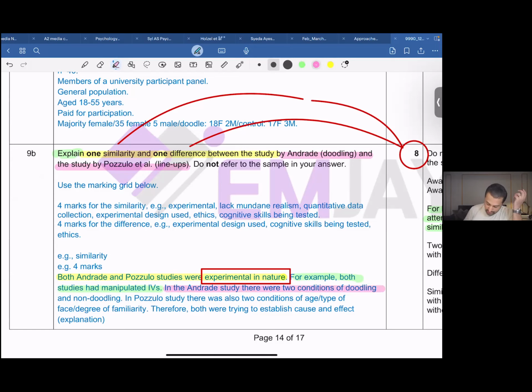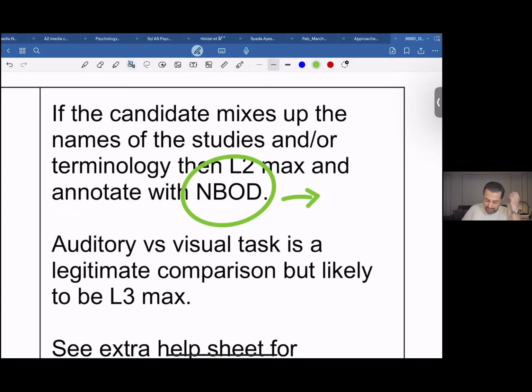Taking this quickly ahead, there are more points over here where you'd have a better understanding as to how the examiner would give 3 marks for a point, how the examiner would give 2 marks for a point, and how the examiner would give a single mark. This is the generic criteria used for questions of similar nature. Now, if the candidate mixes up the names of the studies or terminology, then L2 max and annotate with NBOD. NBOD is no benefit of doubt. I use these terms very often in my classes. If you have come across a checked script, you'd see annotations such as BOD, which is benefit of doubt, and NBOD is no benefit of doubt.